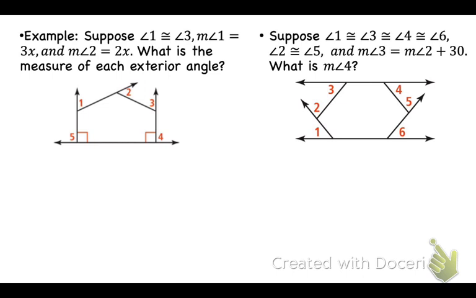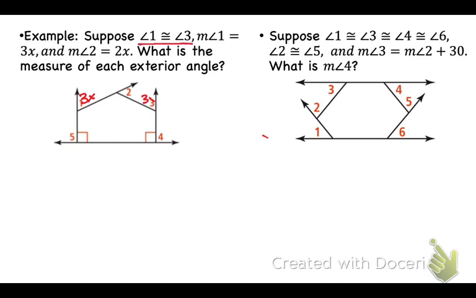Okay, so we've got some problems here. We need to apply them. Why would we use this stuff? So this is what we have. It says, suppose that angle 1 and angle 3 are congruent. The measure of angle 1 equals 3x. So at angle 1 I put a 3x. Where else can I put a 3x? Angle 3. So I put a 3x.